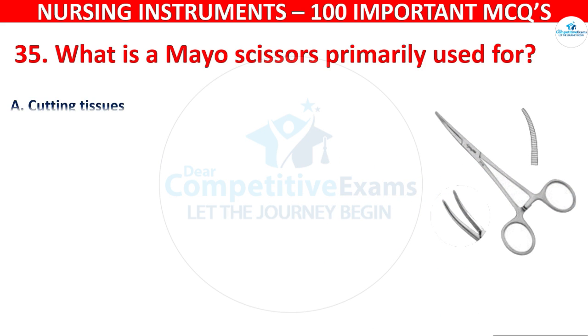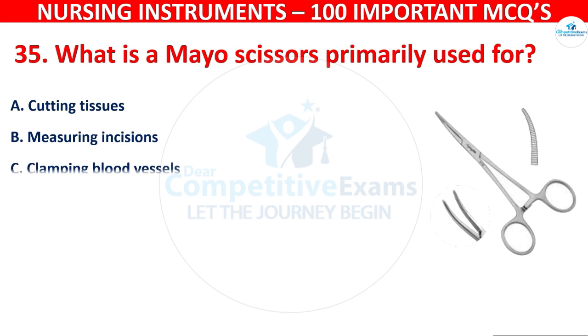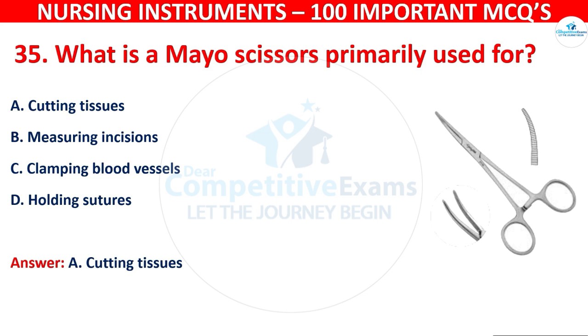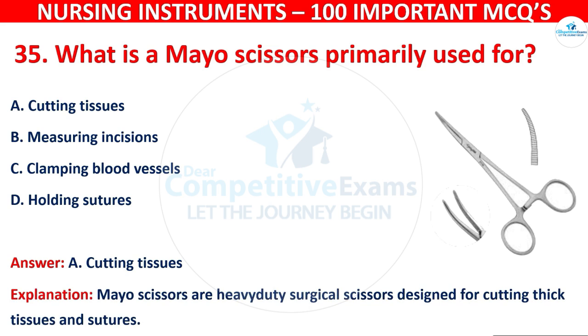Your options are cutting tissues, measuring incisions, clamping blood vessels, or holding sutures. The correct answer is A, that is cutting tissues. Mayo scissors are heavy-duty surgical scissors designed for cutting thick tissue and sutures.